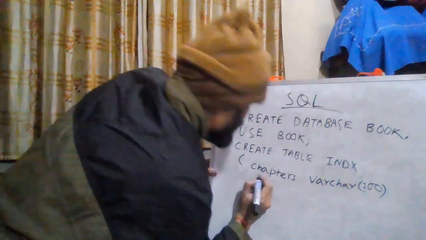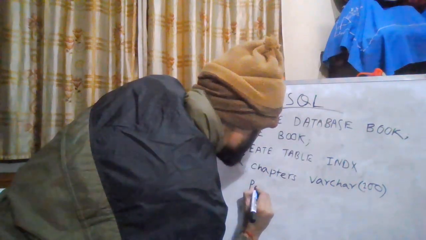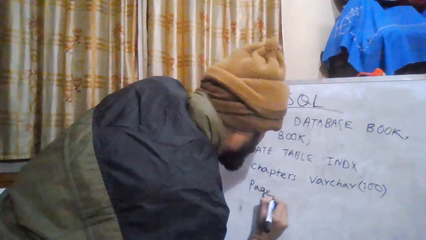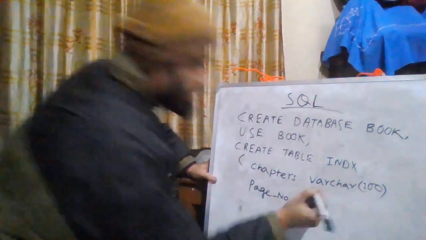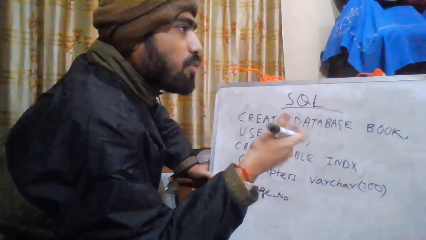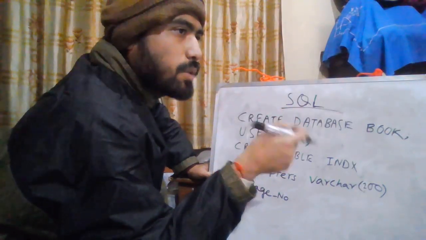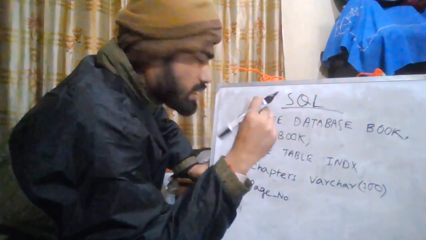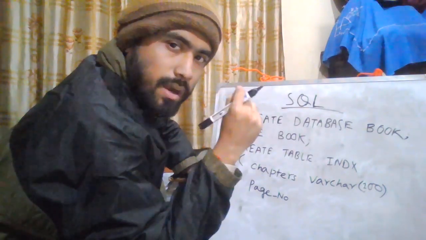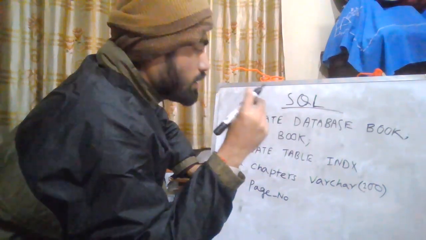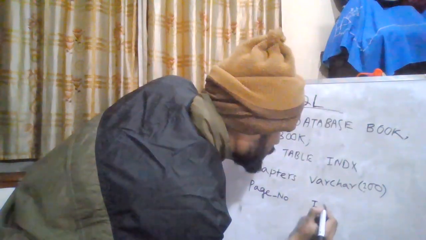Now, next is page number. Page underscore no. Page number. This is a column name, and the data type will be integer type. You can take decimal, no, integer, because the page number is usually integer type of data. So I am taking int.